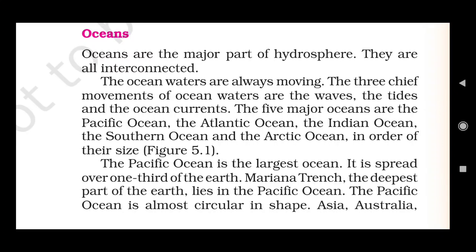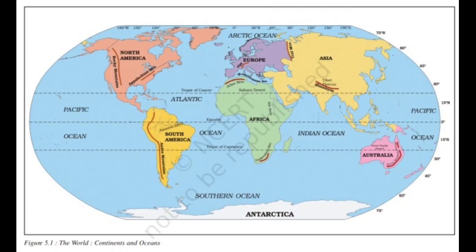The Pacific Ocean is almost circular in shape. Asia, Australia, North and South America surround it. Look at the map and find out the location of the continents around the Pacific Ocean.